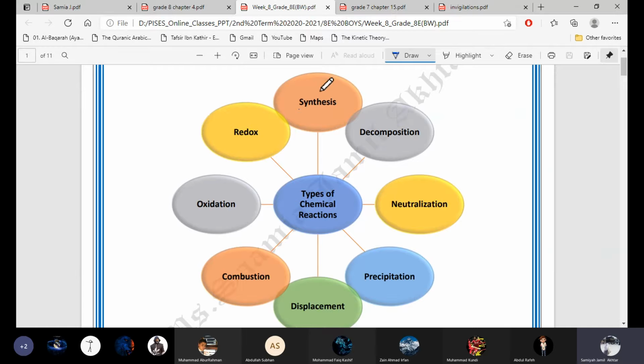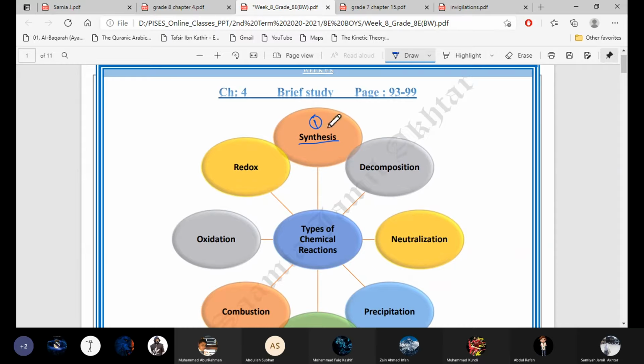Number one, synthesis reaction. What do you understand by the word synthesis? It's the formation of a new substance. Yeah, forming a new substance. Good. It's the formation reaction. Okay, it is the reaction in which we synthesize new materials. Okay, synthesize a bigger product.